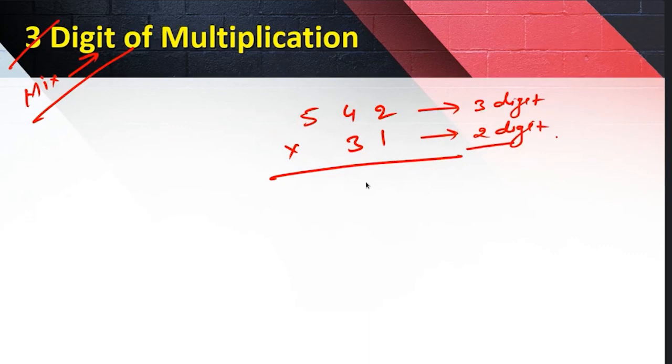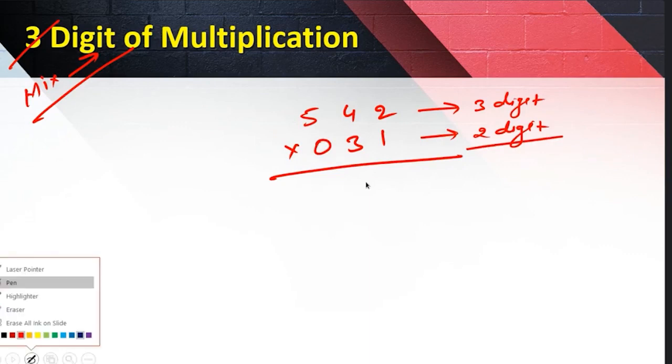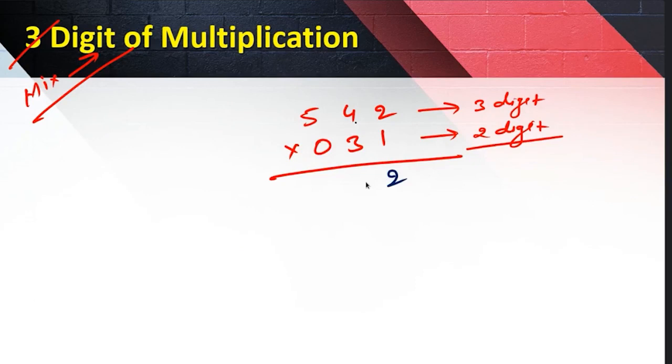Sir, I think I know the steps. Can I tell? 2 1s are 2. Okay. Now 3 2s are 6. 4 1s are 4. 10, 0, and 1 carry over. Next. Now 0 2s are 0. 1 5s are 5. And 4 3s are 12.